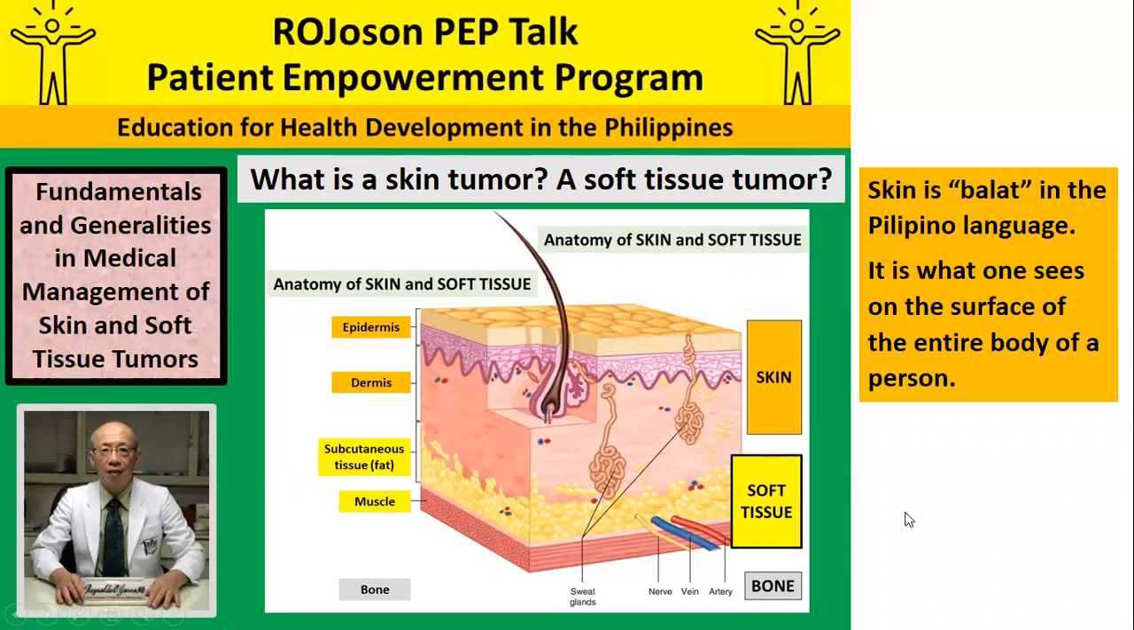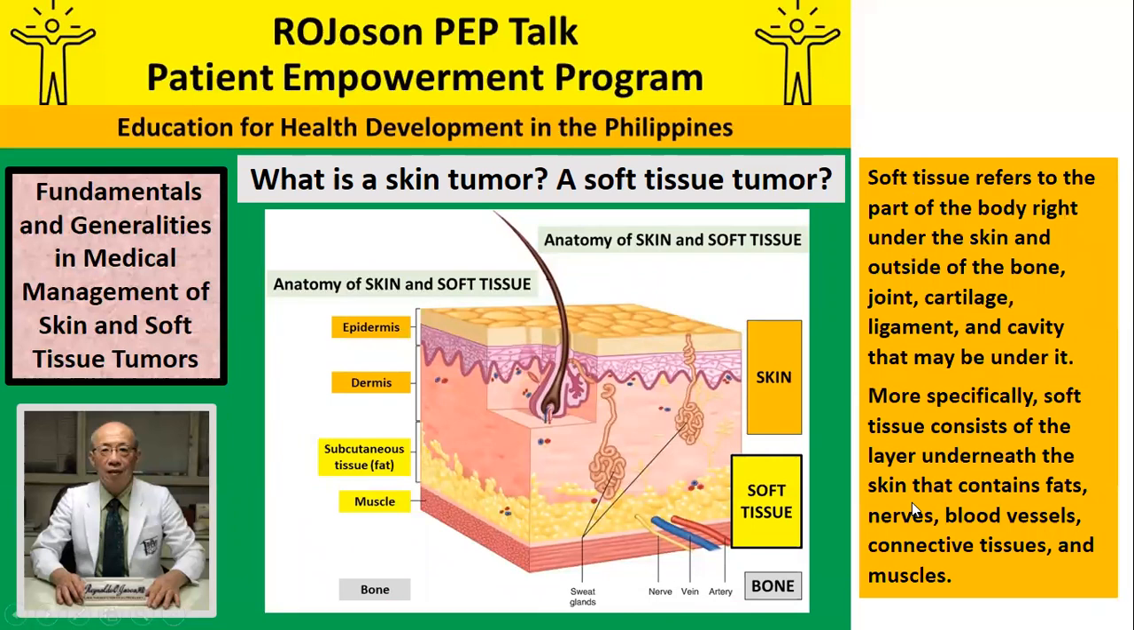Skin is the balat in the Filipino language. It is what one sees on the surface of the entire body of a person. Soft tissue refers to the part of the body right underneath the skin, outside of the bone, joint, cartilage, ligament, and cavity that may be under it. More specifically, soft tissue consists of the layer underneath the skin that contains fat, nerves, blood vessels, connective tissues, and muscles.